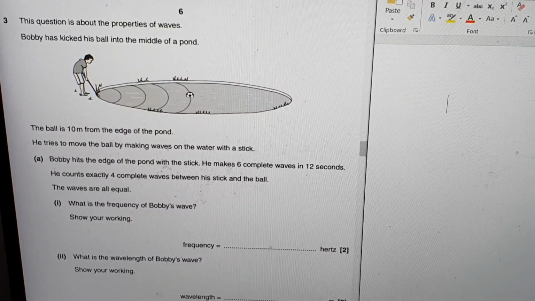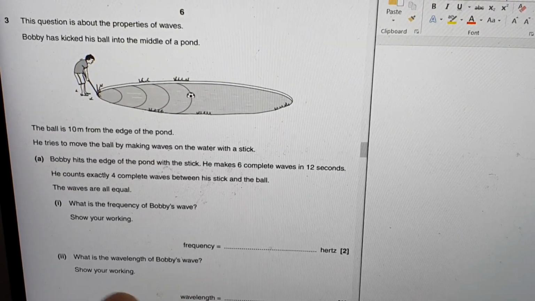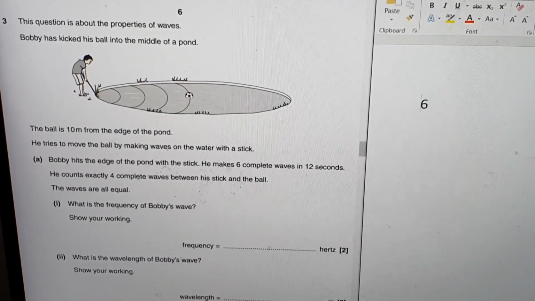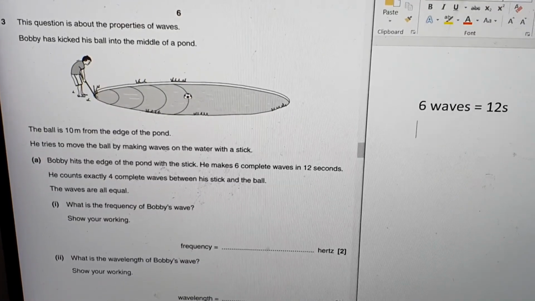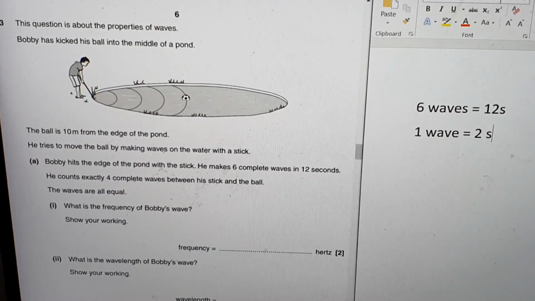What is the frequency of Bobby's wave? Okay, so in the question it says he makes 6 complete waves in 12 seconds. So therefore 6 waves in 12 seconds. So that means one wave takes 2 seconds. Now that's just a period.